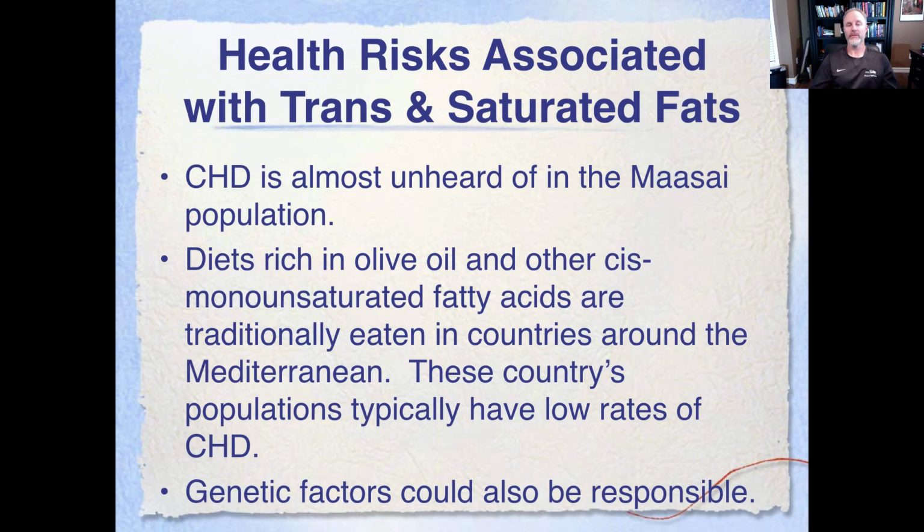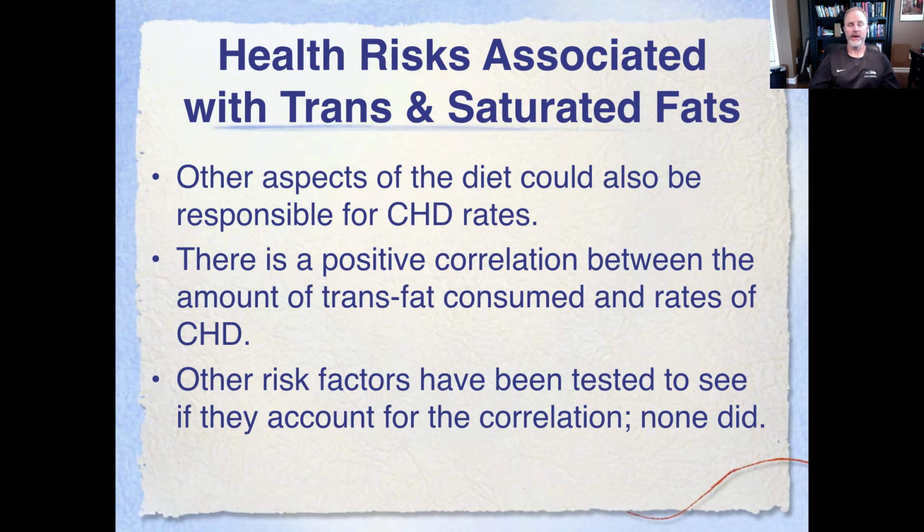And it's also been found that diets very rich in olive oil and other types of cis monounsaturated fats, such as in countries in the Mediterranean that are eating these types of diets, have a very low rate of coronary heart disease as well. So there might be some genetics involved as well as the diet, and again, how much you move around, how sedentary your life is, etc. So there's a lot of things at play. And other aspects of the diet, of course, could be in there.